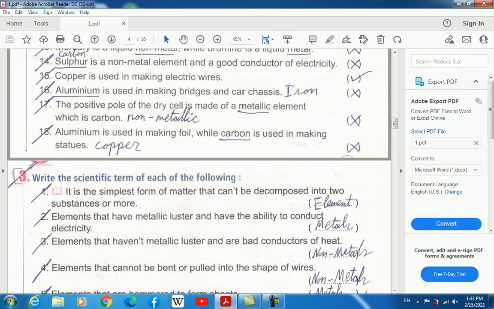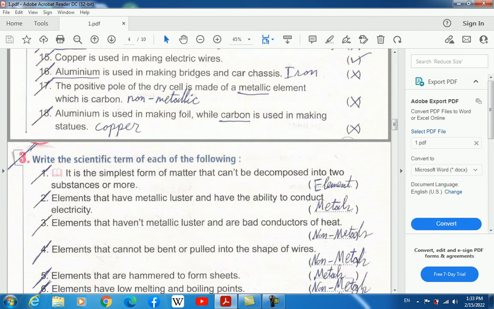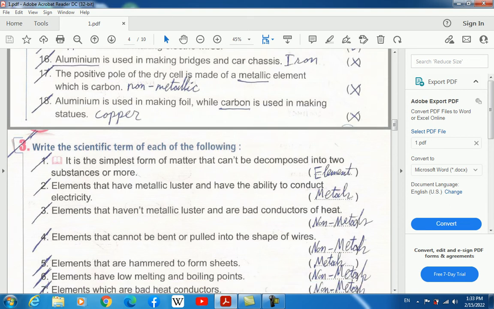14. Sulfur is a non-metal element and a good conductor of electricity. This is wrong. We are talking here about carbon, not sulfur. 15. Copper is used in making electric wires. This is correct. 16. Aluminium is used in making bridges and car chassis. This is wrong. Iron is the one that's used in making bridges and car chassis.